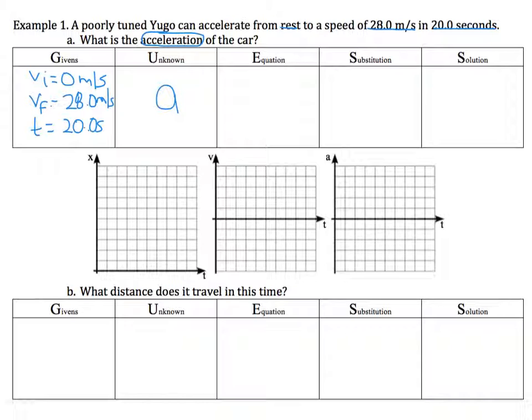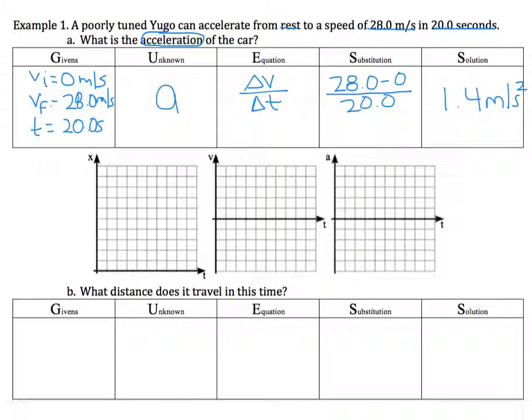Looking at our formulas from the top of our notes page, we will see that the formula for acceleration is delta V over delta T. Remember, the delta means VF minus VI. So when we substitute, we would say 28 minus 0 over 20. When we calculate that, we get 1.4 meters per second squared. Acceleration will always be squared, so make sure you're being correct with your units.